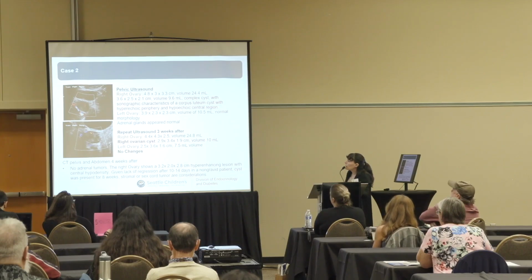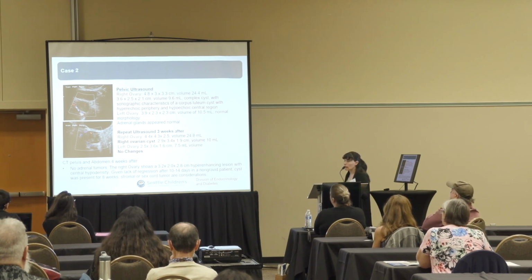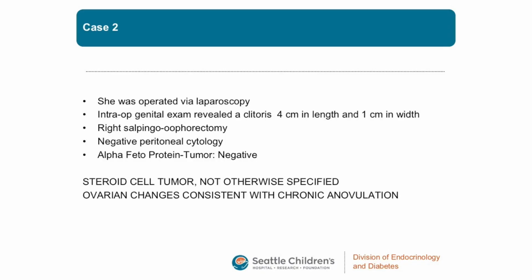And then we repeated the ultrasound to be sure that it wasn't a corpus luteum, and we wanted to be sure whether it was still there or had resolved, and of course it was still there. With that, we moved to a CT of the pelvis and abdomen that found a tumor in her ovary. Next slide. She went to have that operated.